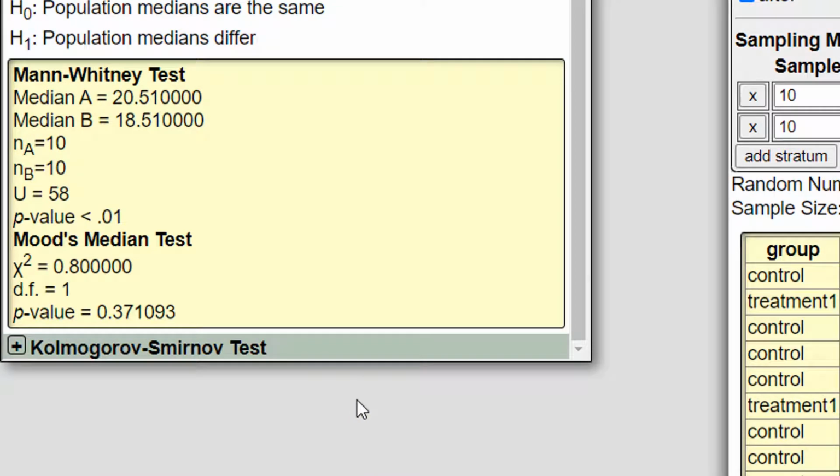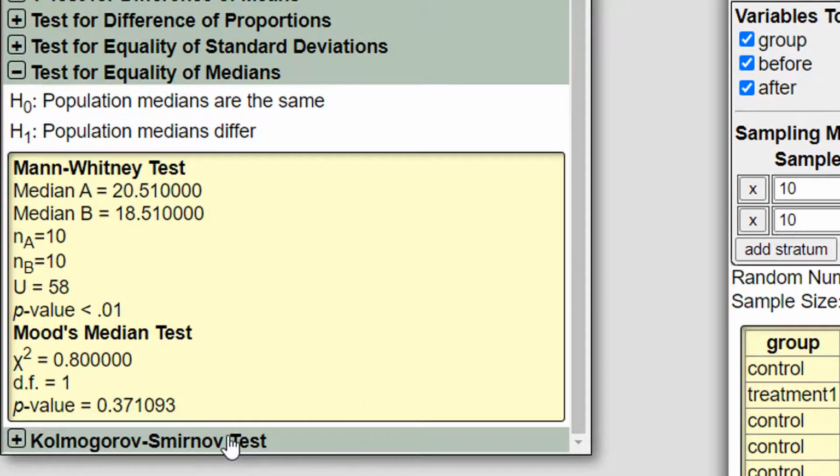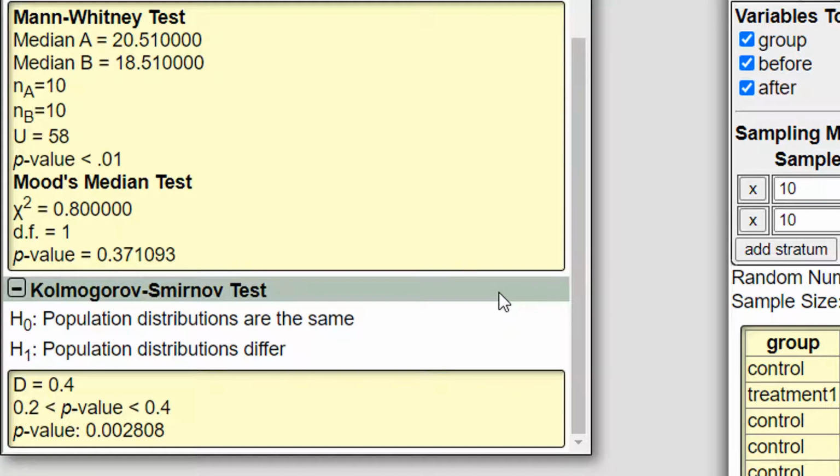The Kolmogorov-Smirnov test, which I pronounce poorly, pardon my Russian, is looking at a similar thing. This test is looking at the empirical CDFs of the two groups and seeing how significantly different they are.